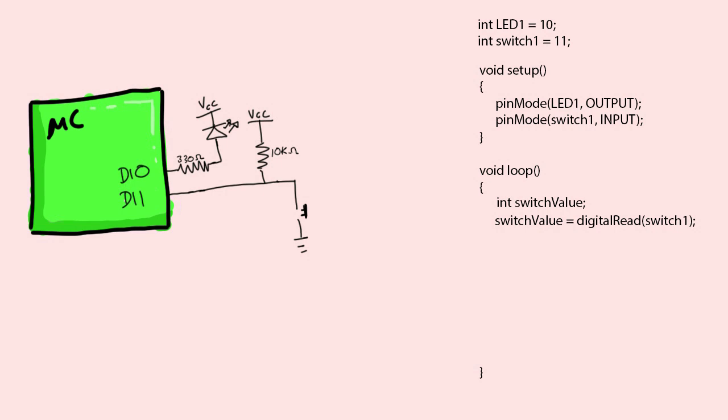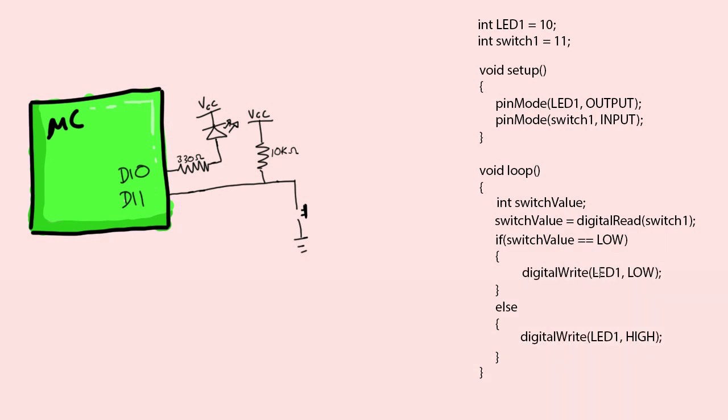Now, once it's read, we can test this. So I have the current state in this switchValue variable, and I want to see if it's equal to low. I could also check if it's equal to high, but I'm checking if it's equal to low. If it is, then we do some code here, else we'll do some code here. So in this case, if it's low, then I'm going to use digitalWrite, and I'm going to set the LED to low, meaning turning it on.